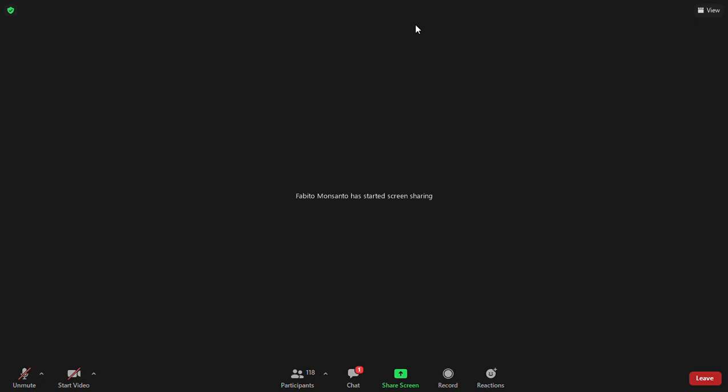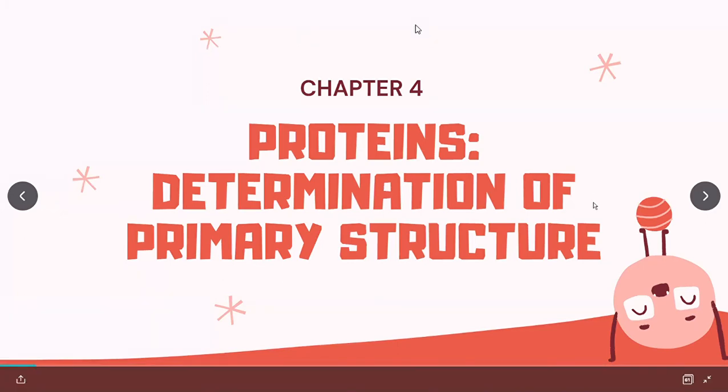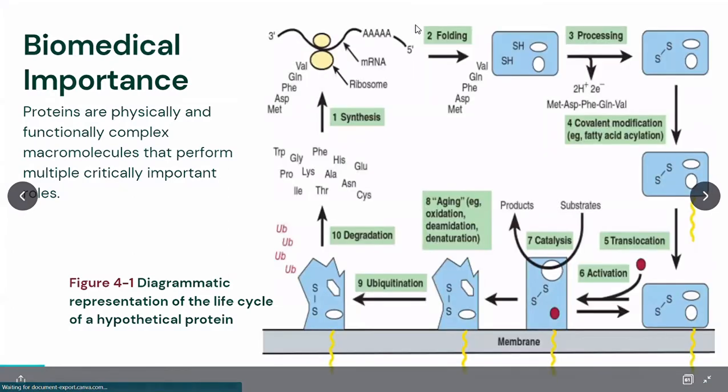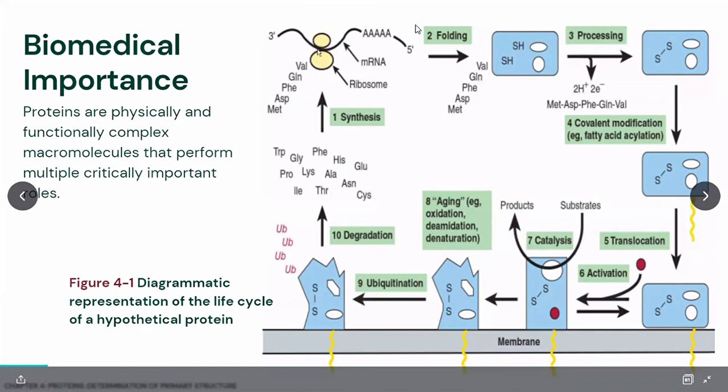Okay. Ano? Go. Okay, so we go into proteins. Primary structure. Okay, importance. As you see it here, this is your ribosome. This is your messenger RNA. So your ribosome is translating the codons. Now these are already the amino acids that are being linked together by peptide linkages: valine, glutamine, phenylalanine, aspartic acid, methionine.